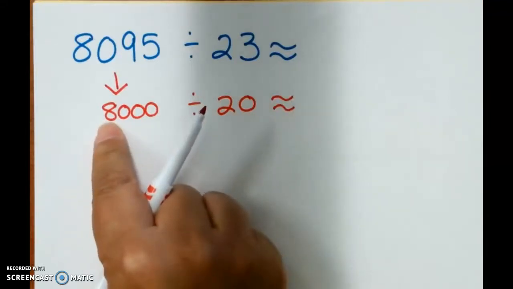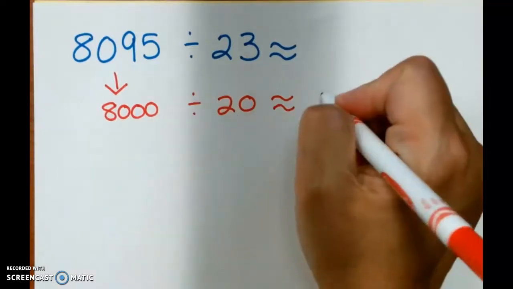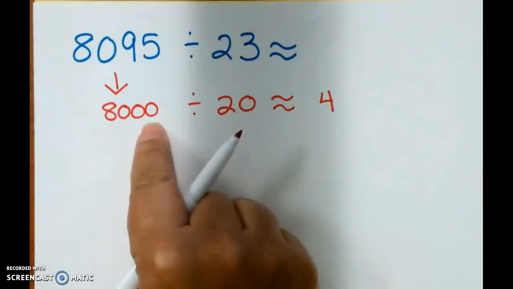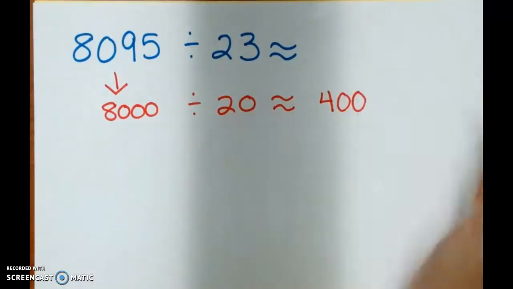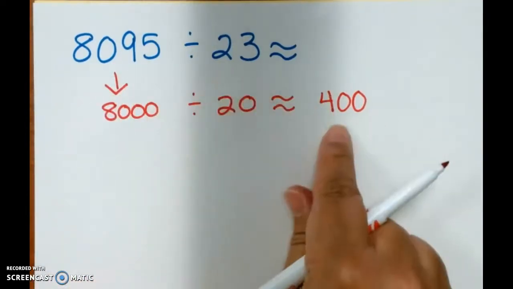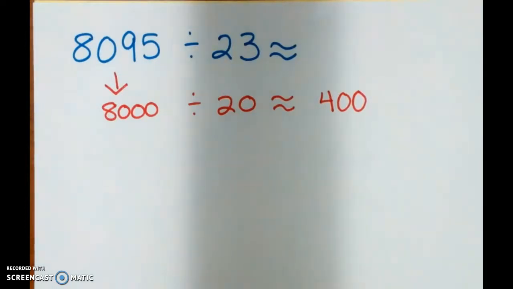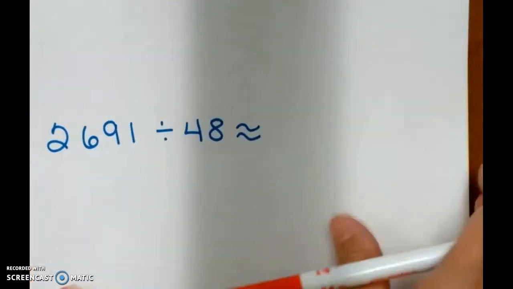So if I have 8 divided by 2, that gives me 4. And I know that thousands divided by tens is hundreds. So 8,095 divided by 23 is about 400. Okay. Let's take a look at the next one.